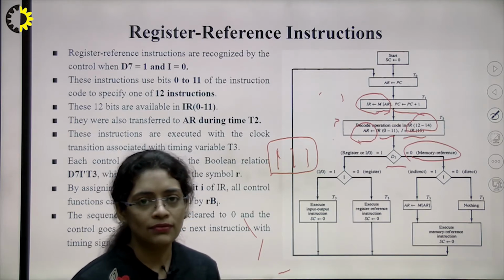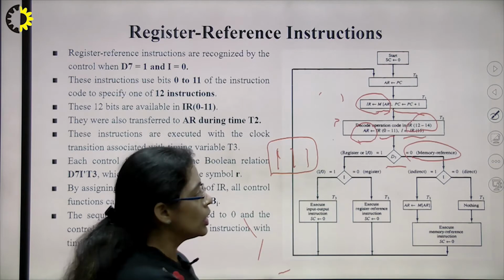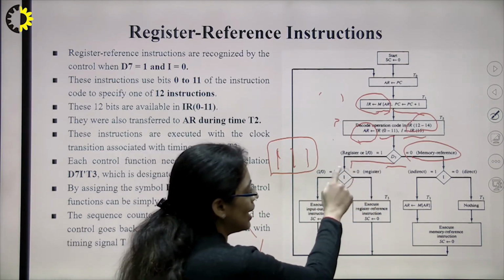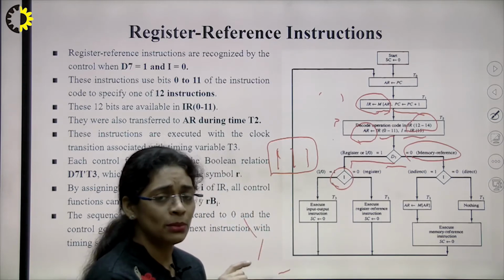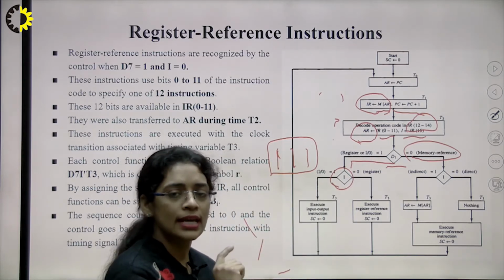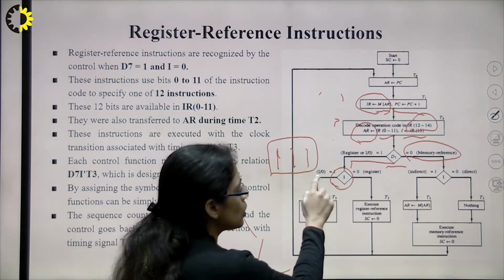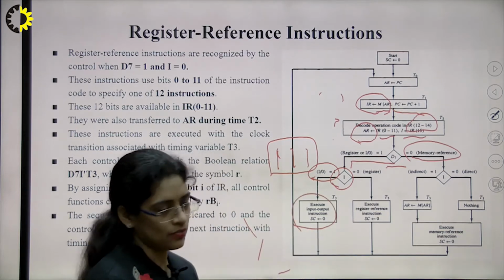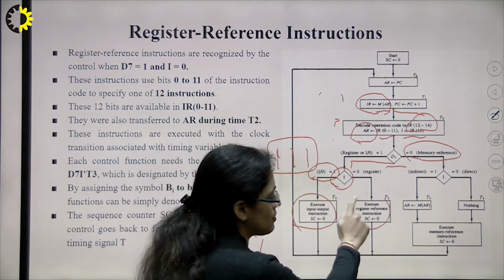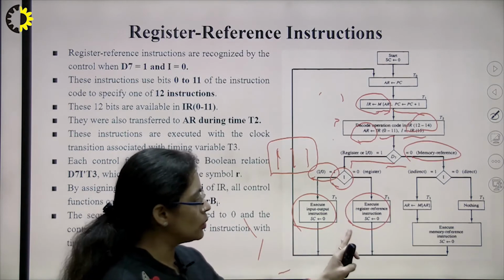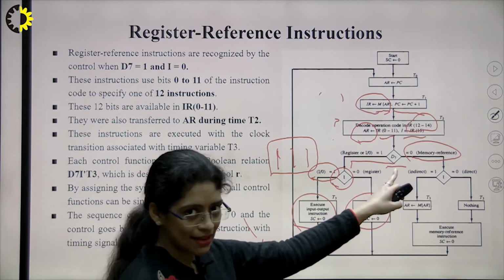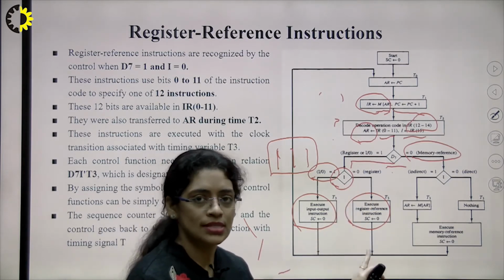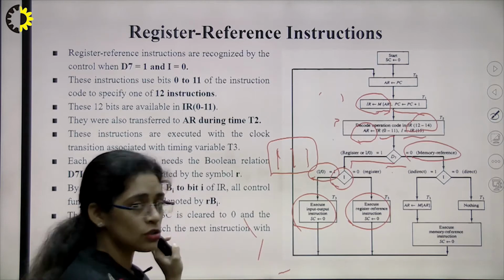Now, how can we identify which type of instruction this is? After checking D7, we'll be checking the I bit. This I bit will tell us whether this instruction is input-output or register-based. If the I bit is 1, it is an input-output instruction. If it is 0, it is a register reference instruction. So from this we got to know that if you have D7 and the I bit value is 0, then it is your register reference instruction. That's also mentioned here.